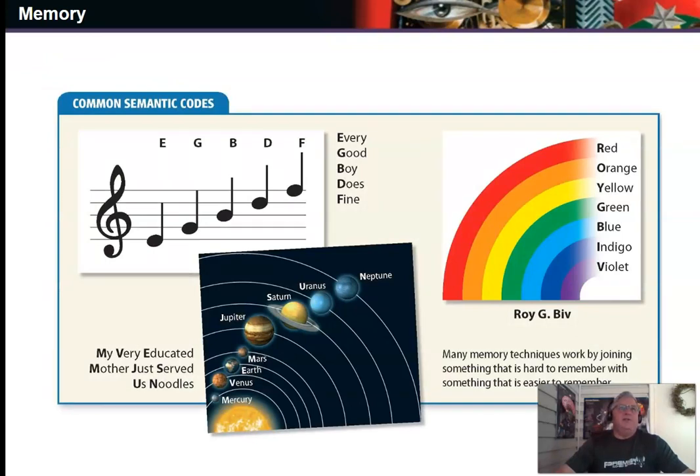Common semantic codes are such as "Every good boy does fine," to remember the music scale, or "My very educated mother just served us noodles," to remember the planets. Roy G. Biv, as we've talked about before in here, is a semantic code for remembering the color spectrum.